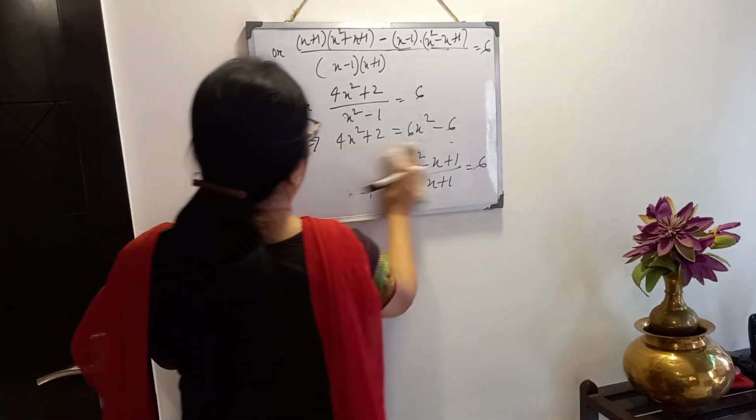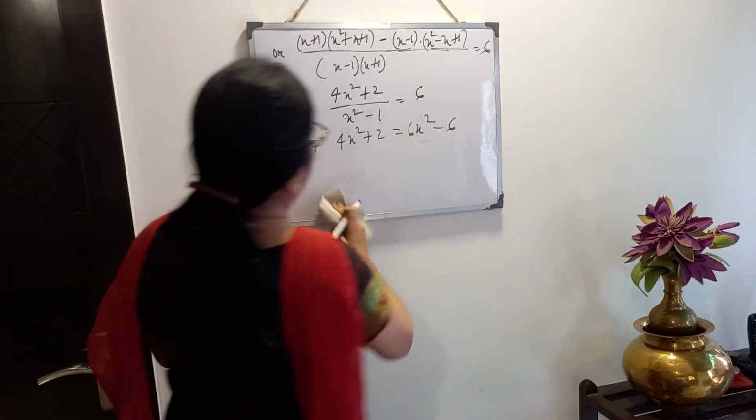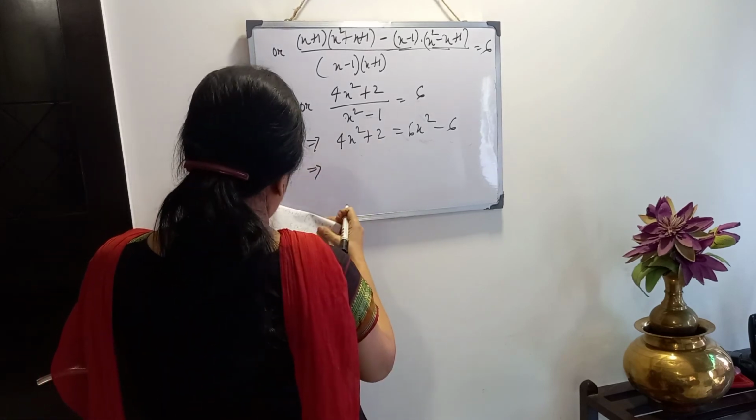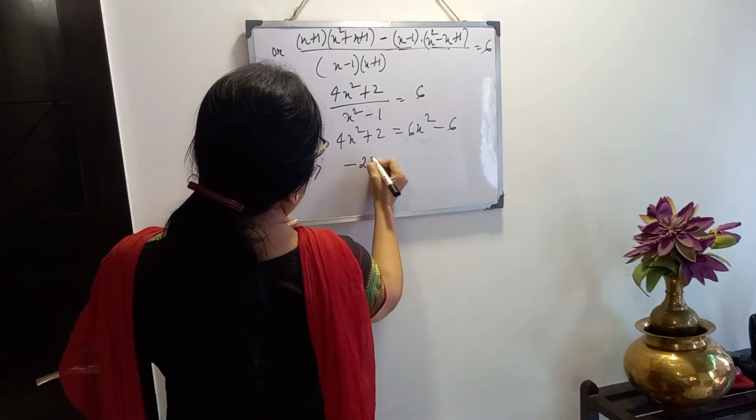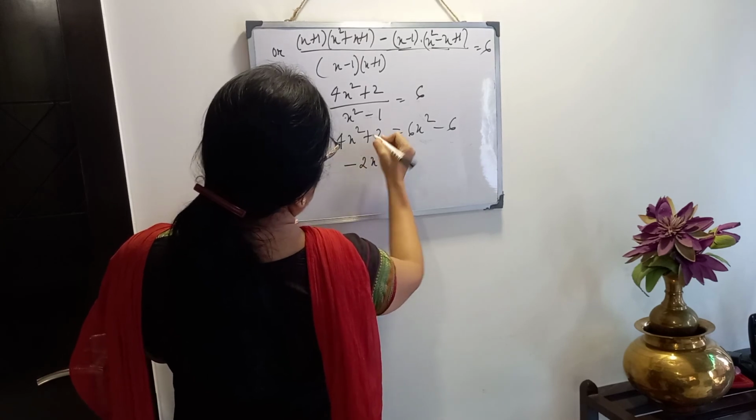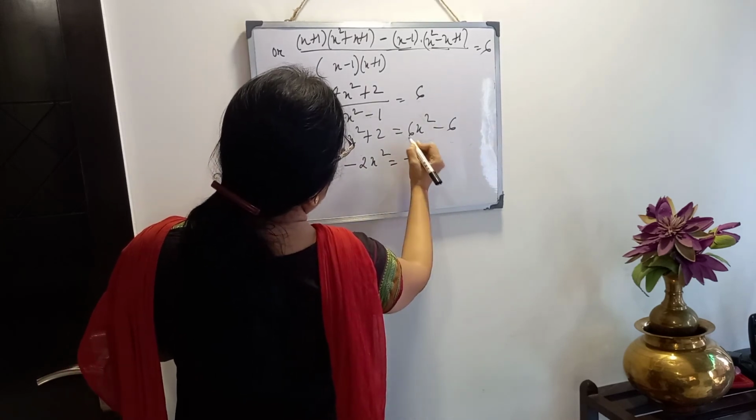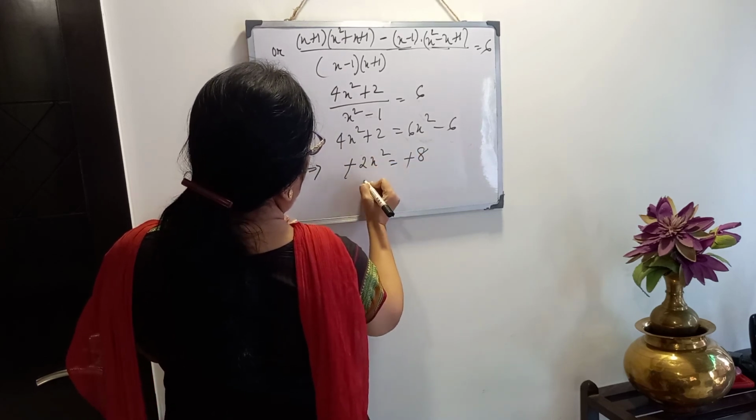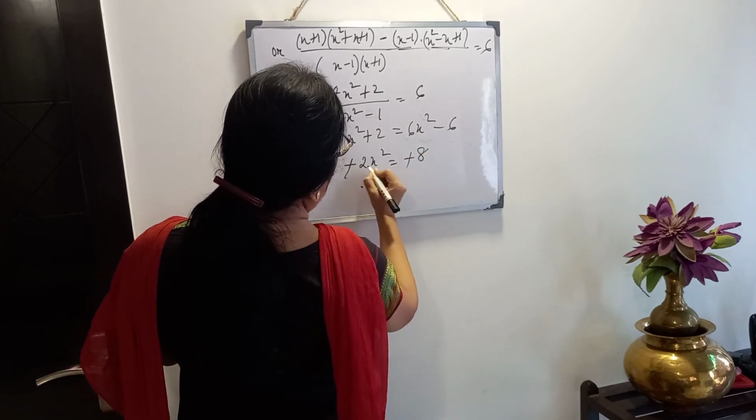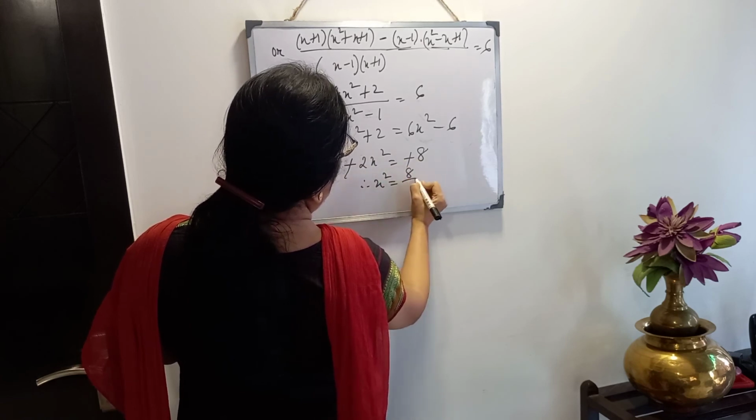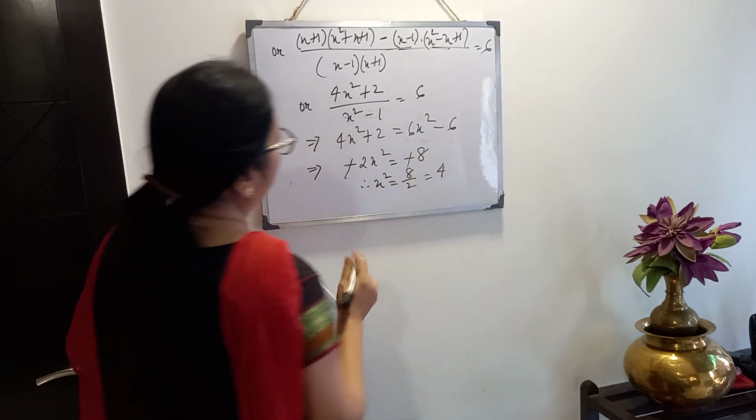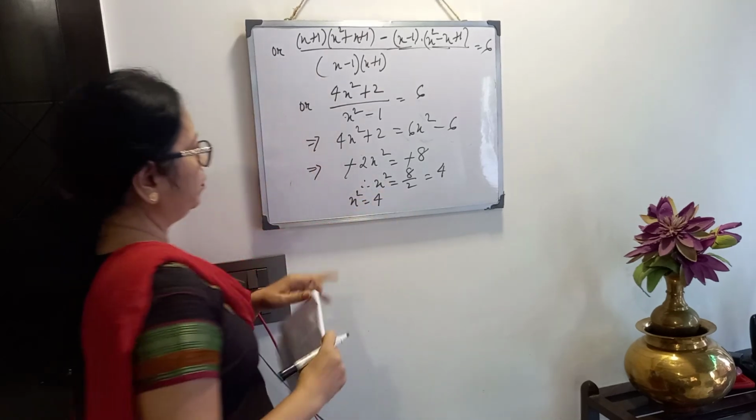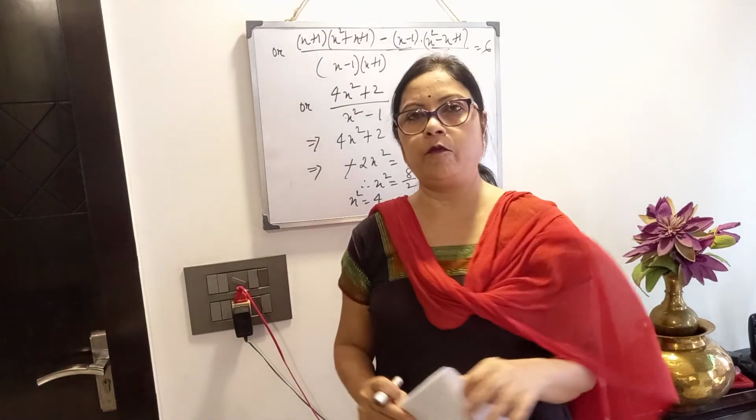Then 4x square minus 6x square means minus 2x square. And this 2 will go that side, it will become minus 2 and minus 6 minus 8. Minus cancel and x square equals, we are getting 8 by 2. That means 4. Now here you have to think. Now same, x square equal to 4.